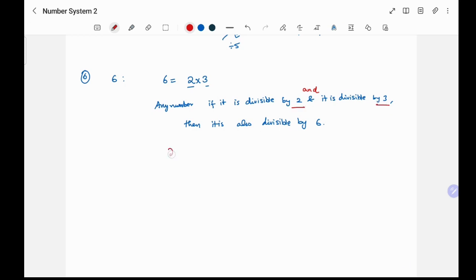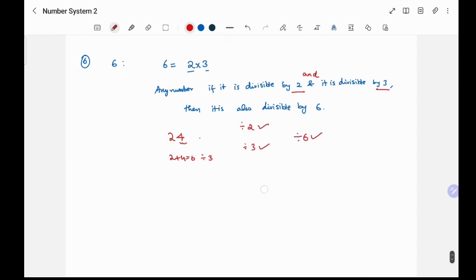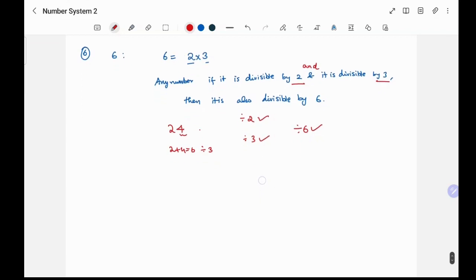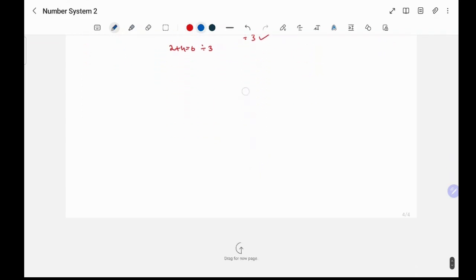For example, let's take 24. It is divisible by 2 because the last digit is 4. Divisible by 2 is correct. And 2 plus 4 is 6, which is divisible by 3. So divisible by 3 also is correct. Hence it is divisible by 6. So this is the divisibility rule for number 6.